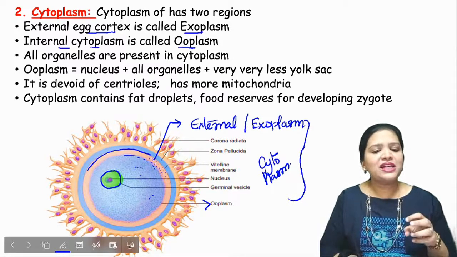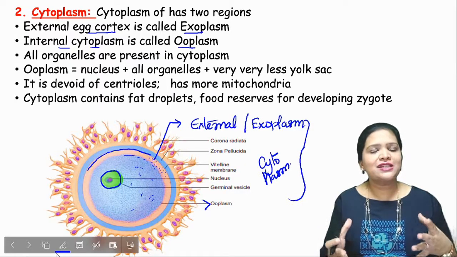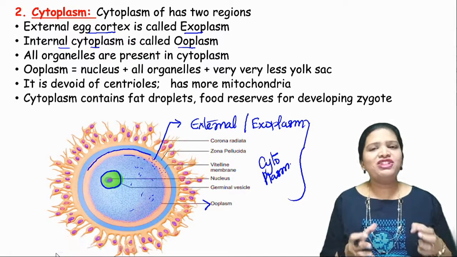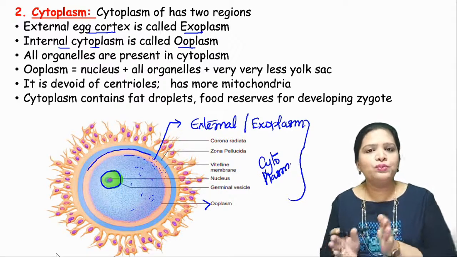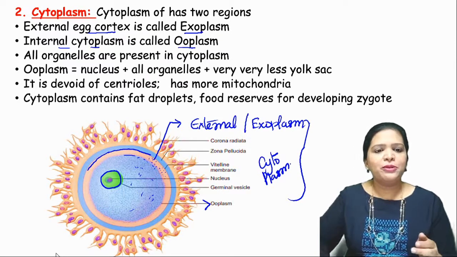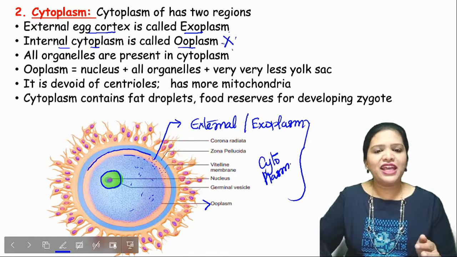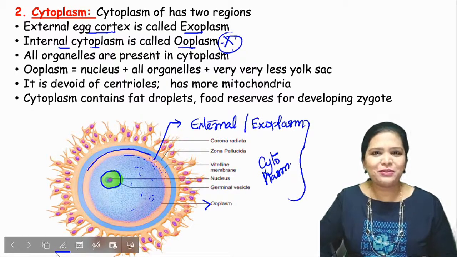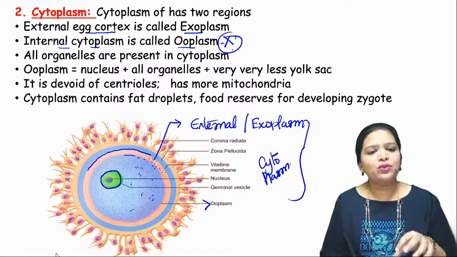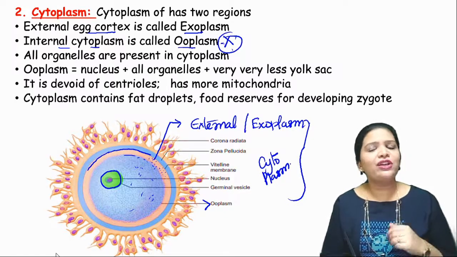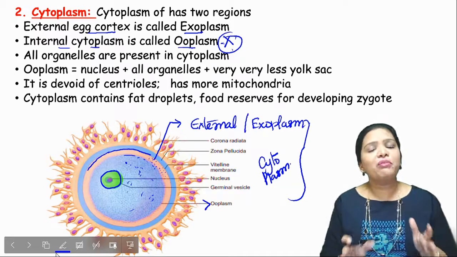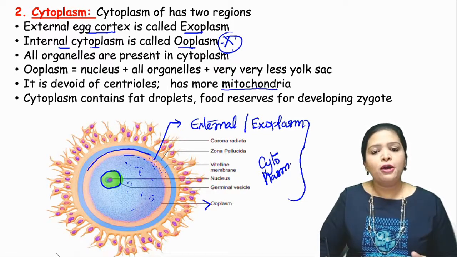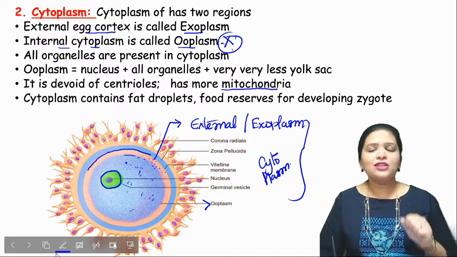Since this ooplasm, this blue color layer, is more in quantity, we generally call the egg cytoplasm as ooplasm. Clear? It's very important. The cytoplasm of the egg is called ooplasm. So what is present in this ooplasm? All the cell organelles are present, and particularly a larger amount of mitochondria is present.